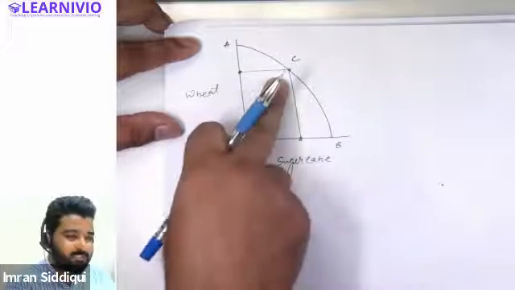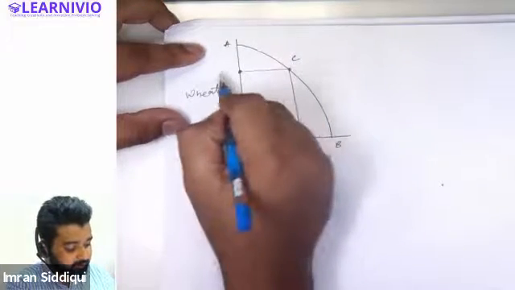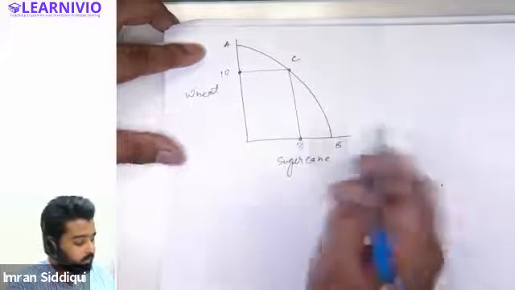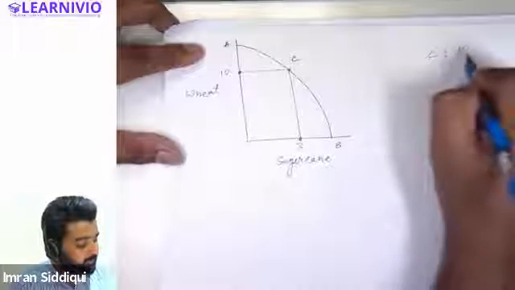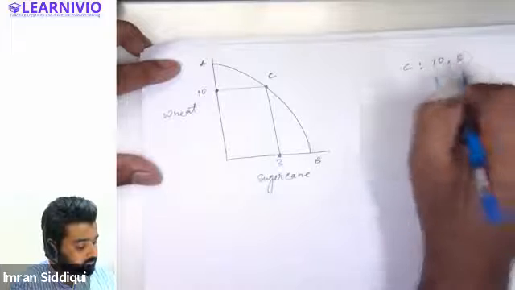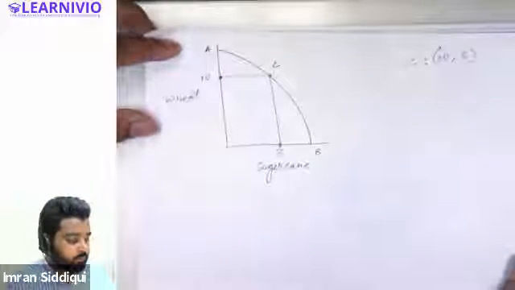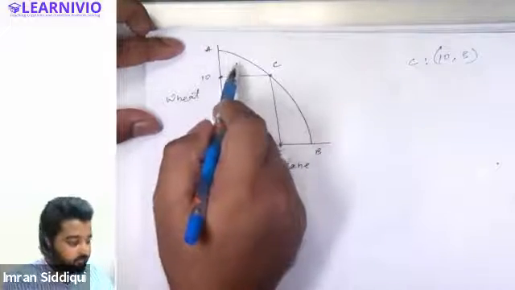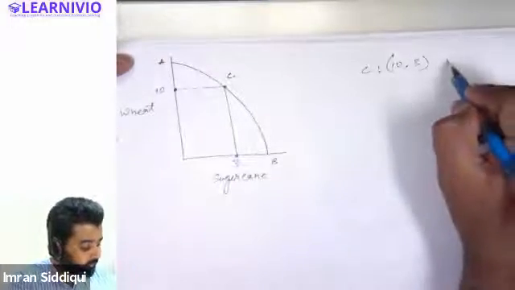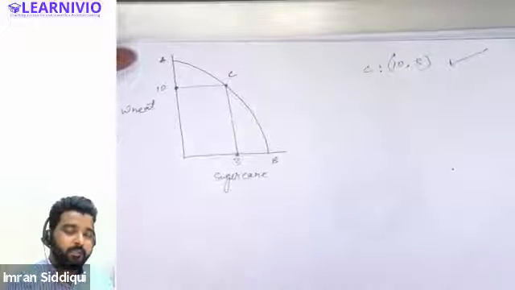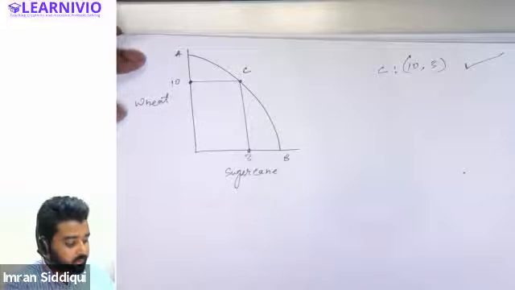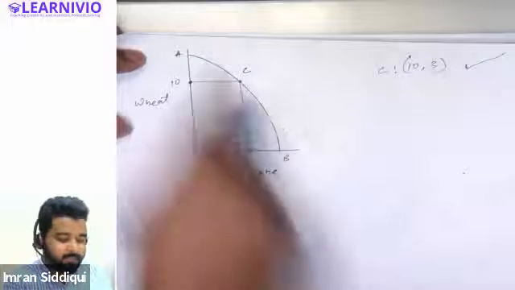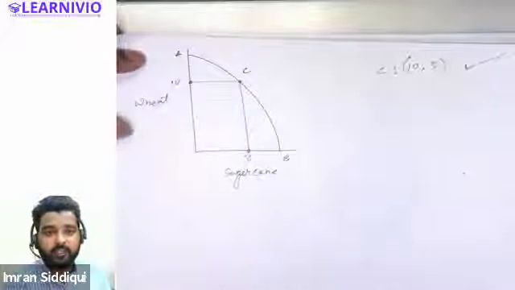We have named this combination C, which contains 10 units of wheat and, say, for example, 3 units of sugarcane. So he wants to produce 10 tons of wheat and 3 tons of sugarcane. Clear? Because this combination is exactly on the production possibility curve, we can say that the producer can produce this combination. He will be able to produce this combination of two goods because it lies exactly on the capacity line of the producer.